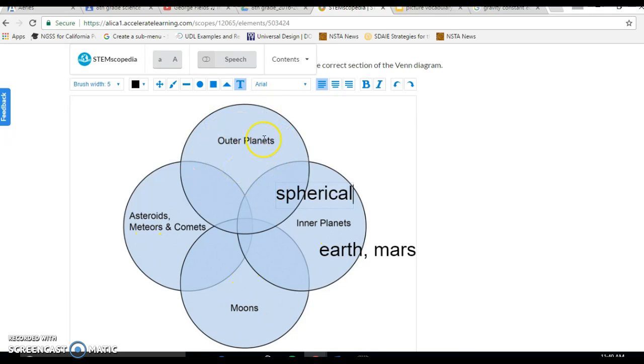And it might be in its own bubble, just like for inner planets I put Earth over here and Mars. Or it could be something that fits perfectly in between because both inner and outer planets share it, or both asteroids and outer planets share it, or vice versa. So you may need to put it in this zone. Alright, good luck.